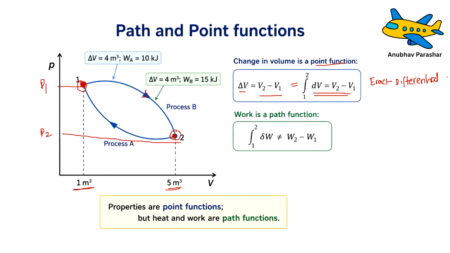But can you write the work done in the process as work 2 minus work 1? No. It is not just dependent on the initial and final state. It depends on the process that you are taking, the process that it is going through. Is it process B or is it process A? Because different processes will have different work done. This is just tentative. I'm showing you the work done in process A is 10, then work done in process B is 15, though they are moving from the same initial to final state.